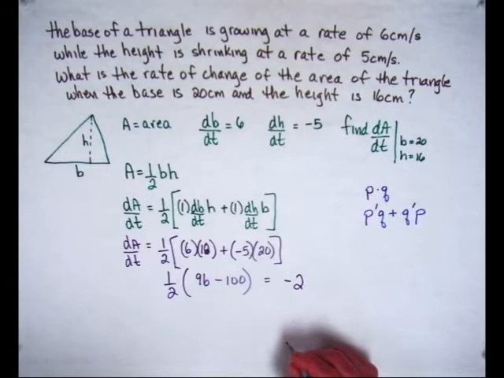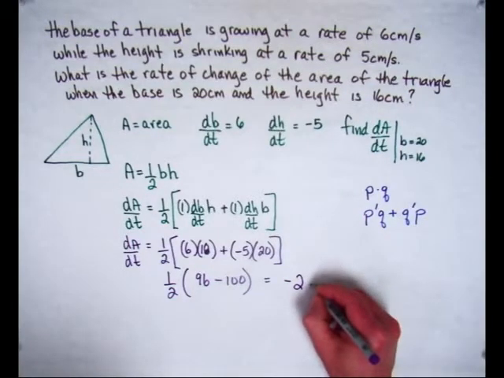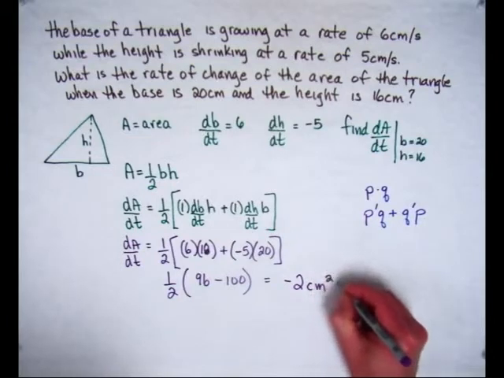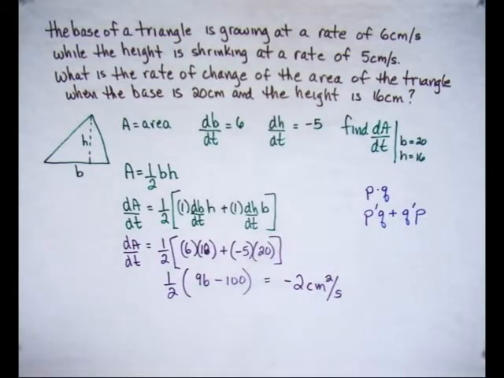Be very careful with the units. I do insist that they're included. In this case, it's area changing with time, so it would be centimeters squared per second. So sometimes you'll have more than one rate of change given to you. In that case, you need to keep both of your variables in play in the question. In the case of an area formula, it requires the product rule.